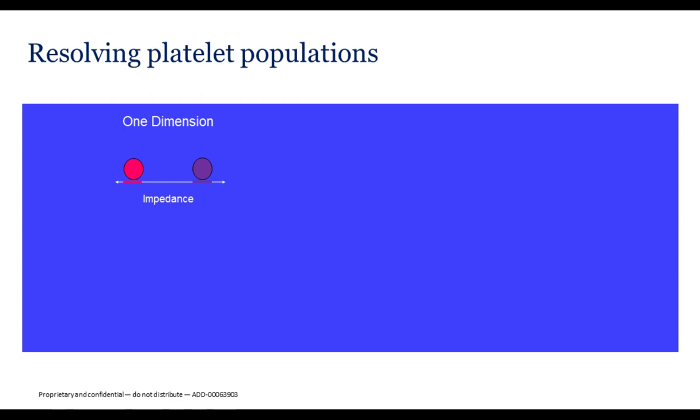So to summarize, resolving the platelet population: the one-dimension approach, which is impedance, usually shows cells of only the same or similar size as the separating criteria. The overlap obviously can occur, just as we previously saw on the slide before.